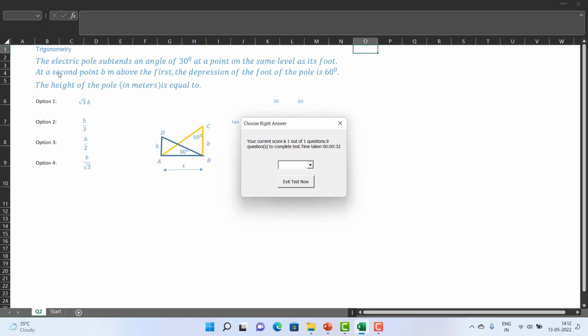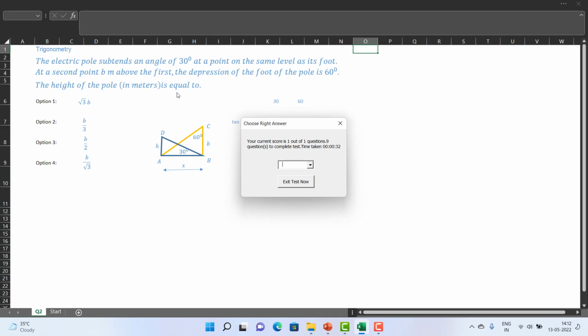Bravo. The electric pole subtends an angle of 30 degrees at a point on the same level as its foot. That is AD be the pole, its height is small h, A is the foot, B is at the same level as the foot, and the angle of elevation is 30 degrees. At a second point b meters above the first, that is at point C, the depression of the foot of the pole is 60 degrees. Angle C is 60 degrees.